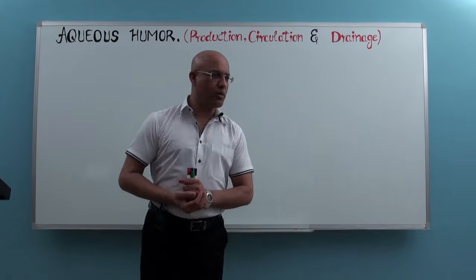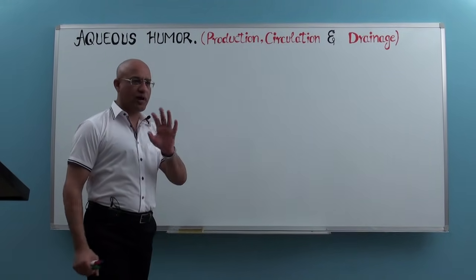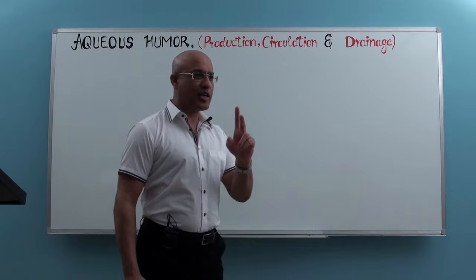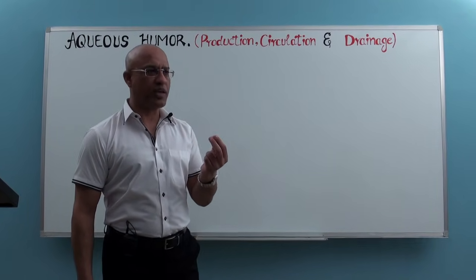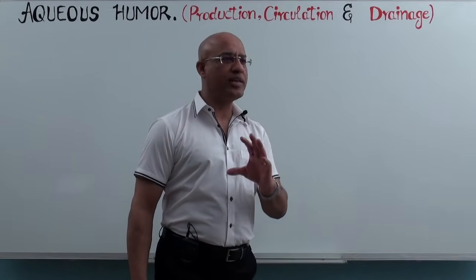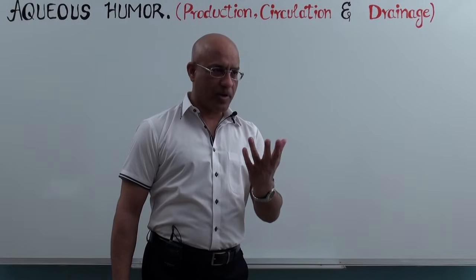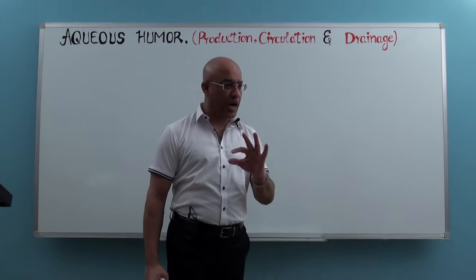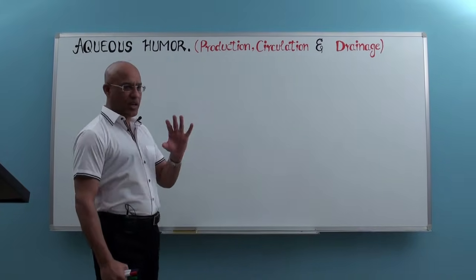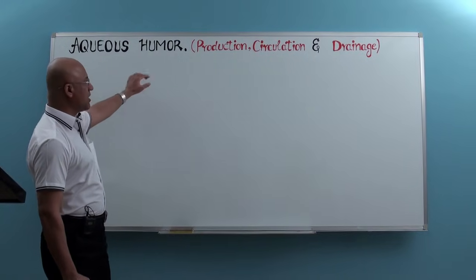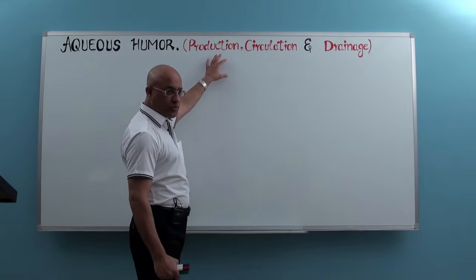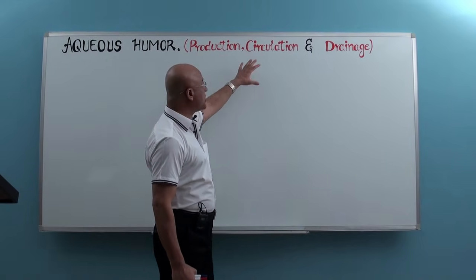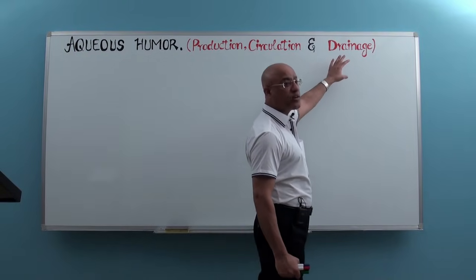Today we are going to talk about the fluid system of the eye. In the eye there are two fluid systems. Number one is aqueous humor and number two is vitreous humor. We'll talk about the fluid system of the eye today, but mainly in detail we'll talk about aqueous humor, where and how it is produced in the eye, how it circulates, and eventually where it drains.